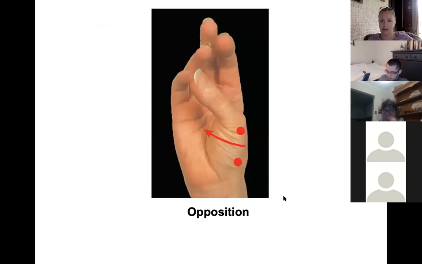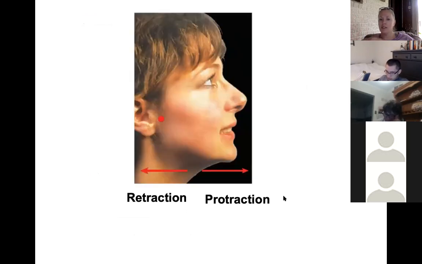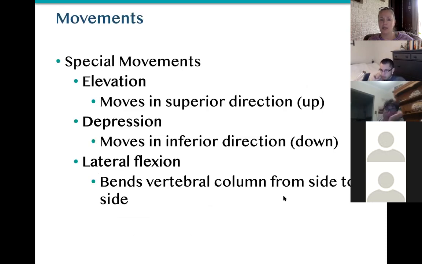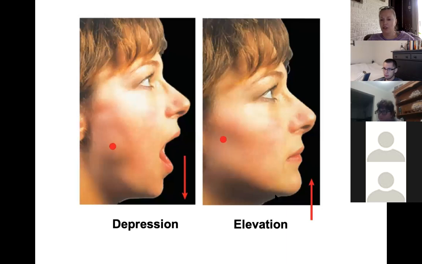Opposition, just like I said. Protraction, thrusting the jaw forward. Retraction, bringing it back. You can elevate or bring up your shoulder girdle, or you can depress it and move it down. Elevation, depression, lateral flexion, bending to the sides, okay, on the vertebral column. So depression and elevation, you can depress and elevate your mouth. You have a tongue depressor, right? To examine the mouth, you depress the mandible when you ask people to do that.